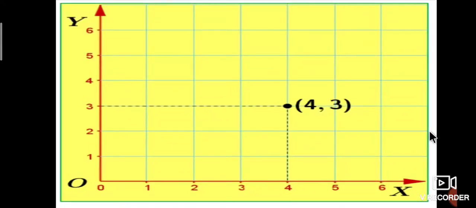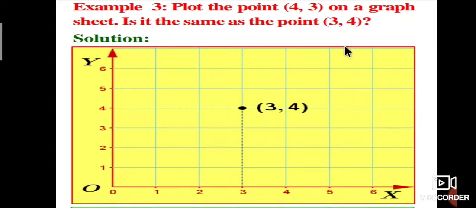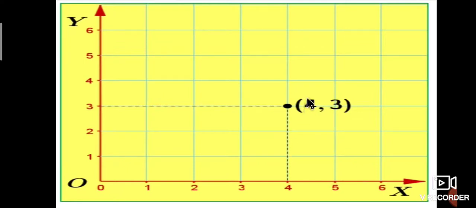Okay, again, plot the point 3, 4. Along the x-axis, we have to discuss about 3. This is 3, along the x-axis 3 and along the y-axis 4. That means 3, 4. Next, along the y-axis 4, 3.